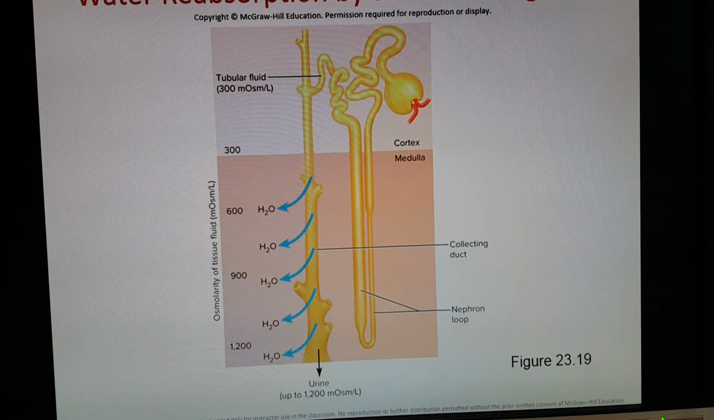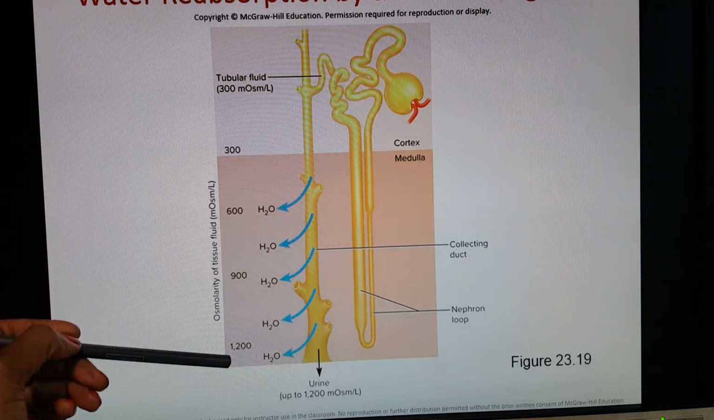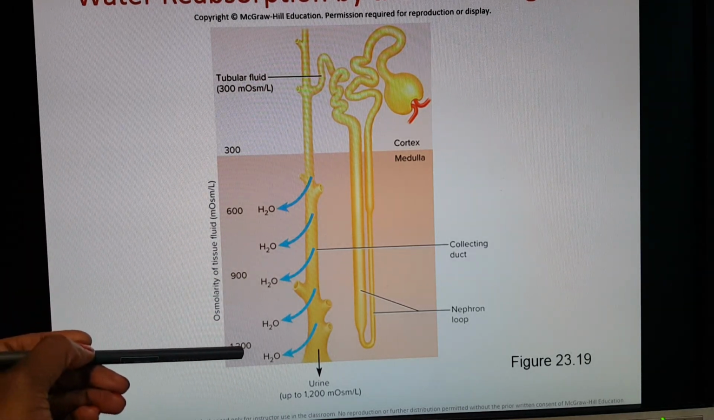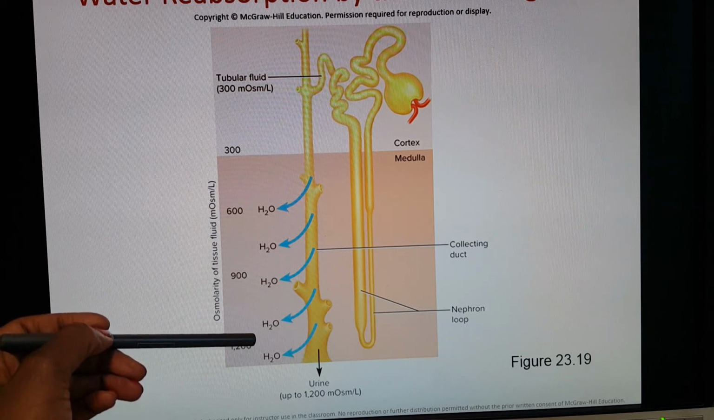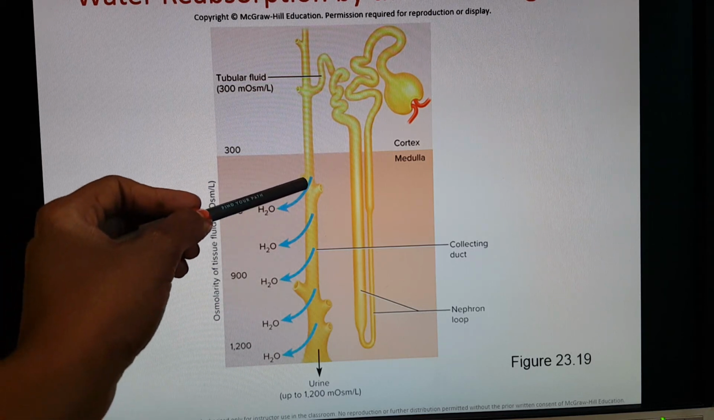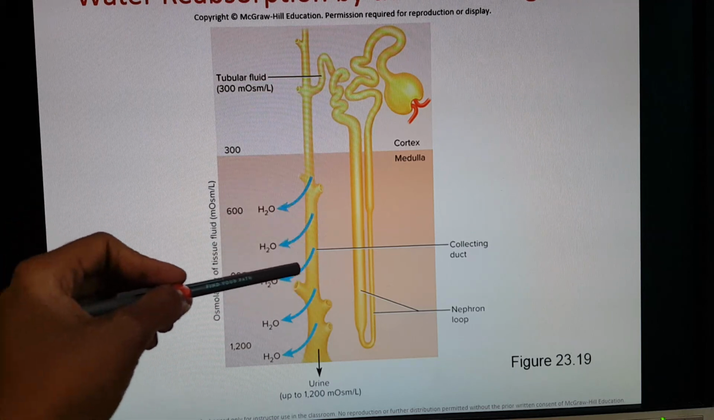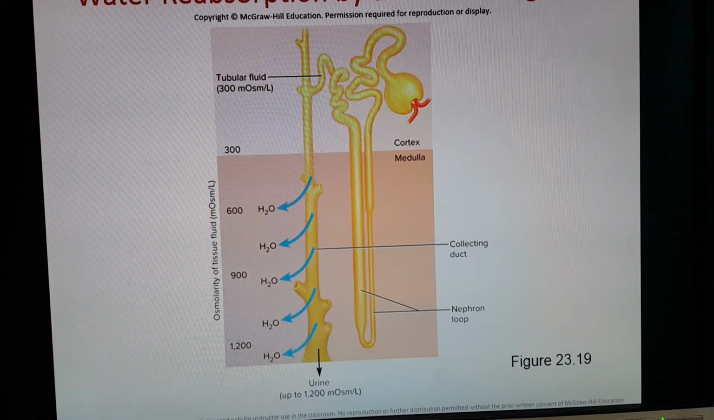So here's the picture version of it. Here we have the osmolarity of the different portions. In the cortex, it's only about 300 milliosmoles per liter. But as you go down the medulla, it has an increasingly higher concentration of solutes. This allows even more and more water to exit the collecting duct and concentrate the urine. It brings that water back into the tissues and allows the body to reuse that water.